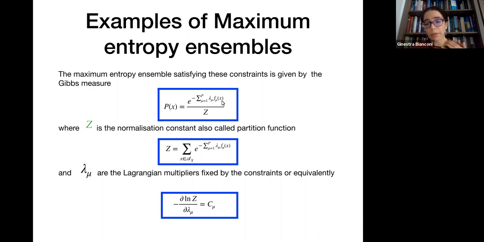F mu of X are the observables, and we have a normalization constant Z, which is also called the partition function. Z is defined by imposing the normalization. And these Lagrange multipliers can be shown to satisfy this relation, so they need to satisfy this relation. So let me go and prove this.